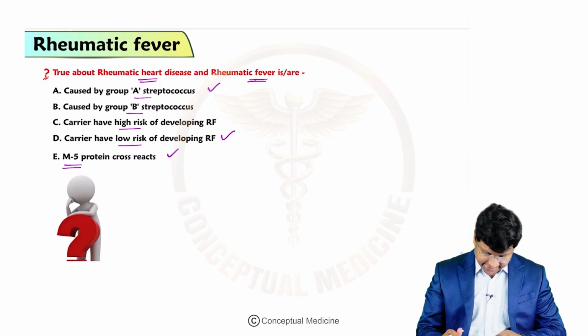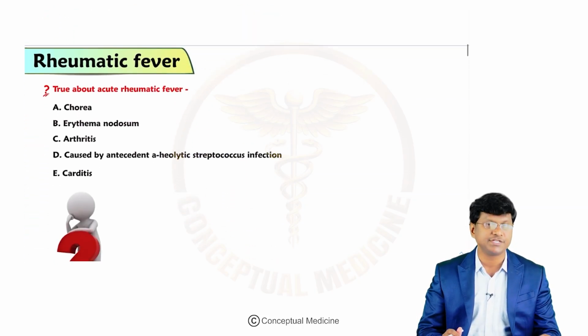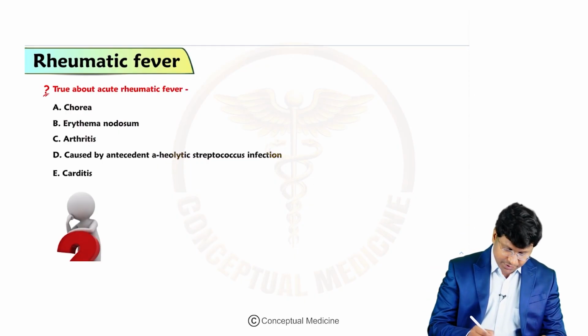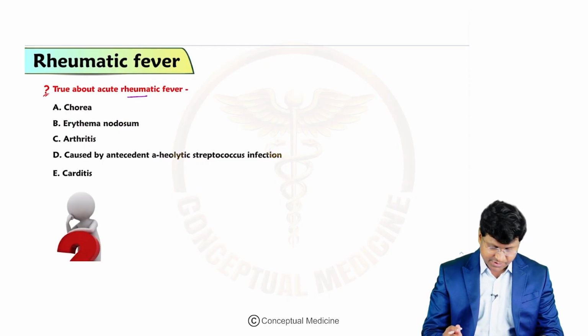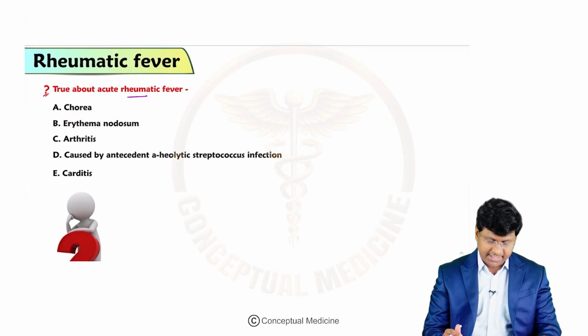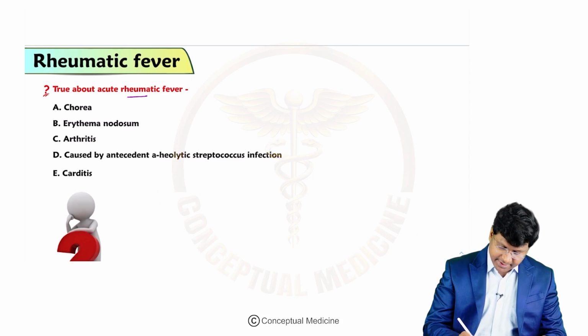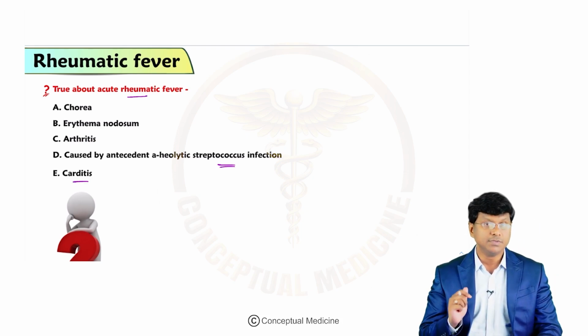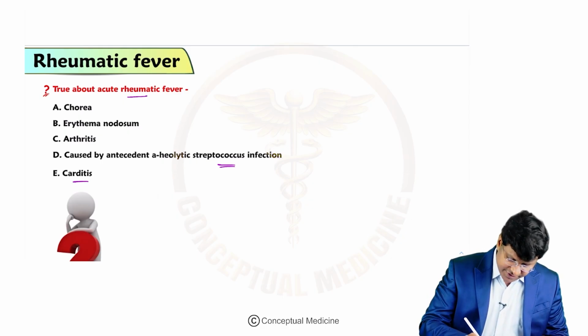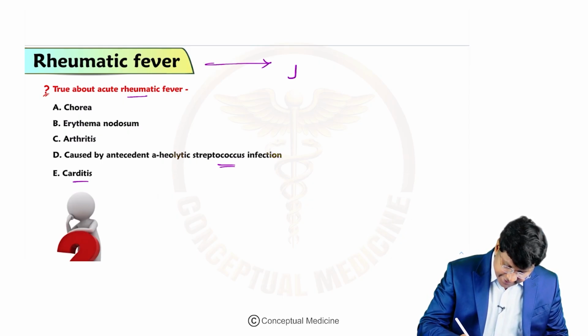Next, take the manifestations of rheumatic fever. True about acute rheumatic fever: chorea, erythema nodosum, arthritis, caused by antecedent group A hemolytic streptococcus infection, carditis. For rheumatic fever, we have a criteria, and that criteria is called the Jones criteria.